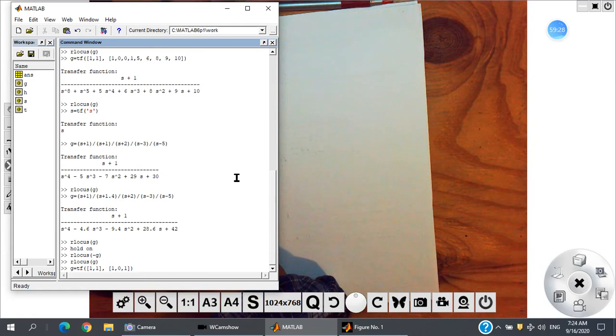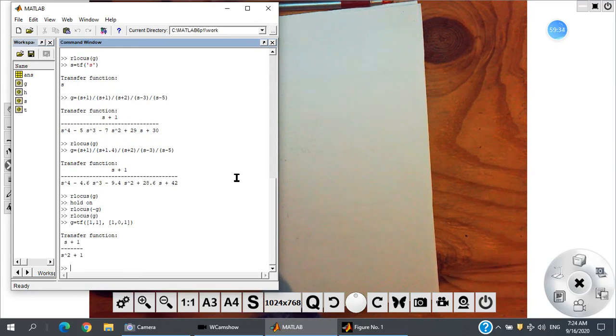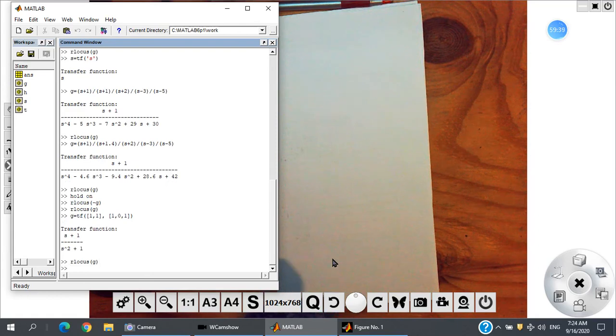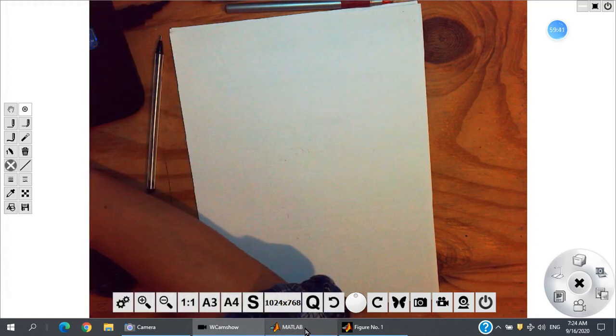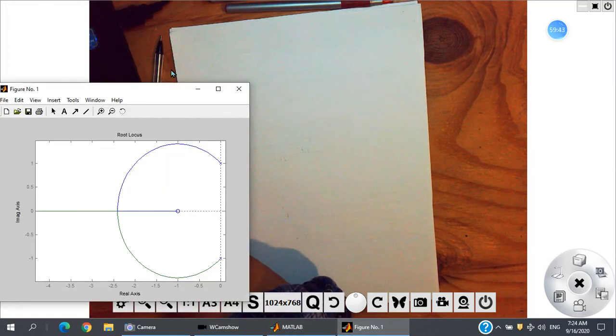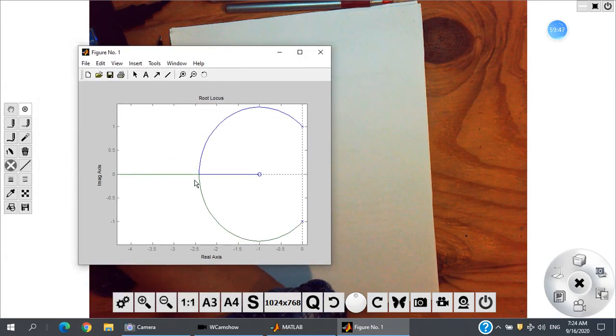Okay, I go back to this one. This is 1, 2. I go back to this one. Okay, G is this one. Then the locus of this one. Do I have a breakaway point? Yeah, this one we also have a breakaway point. Right? The break point is here.